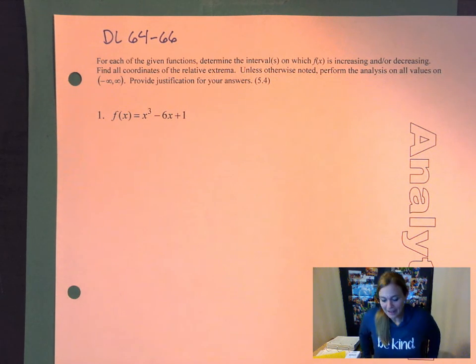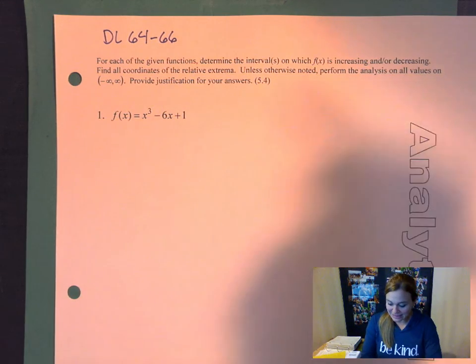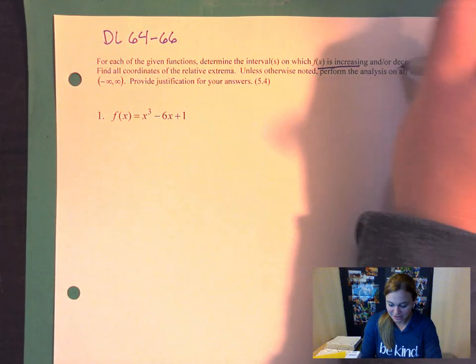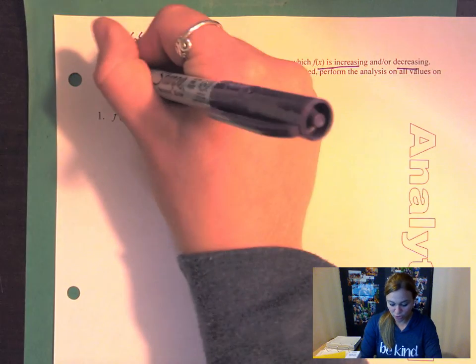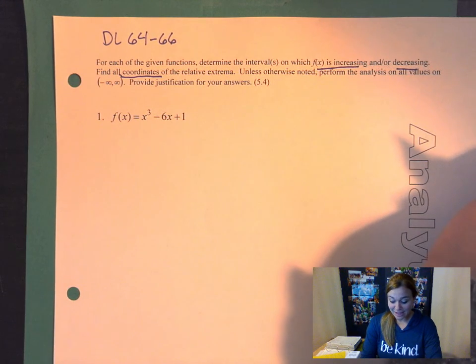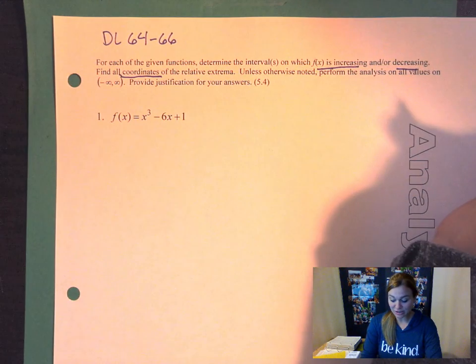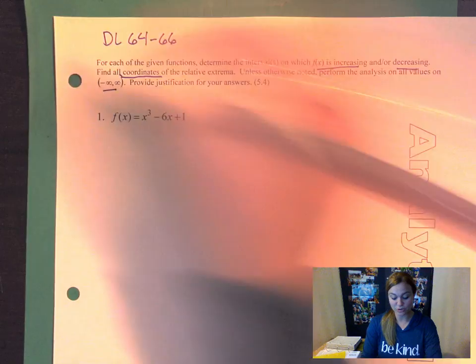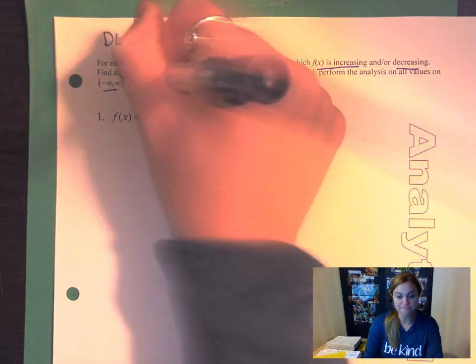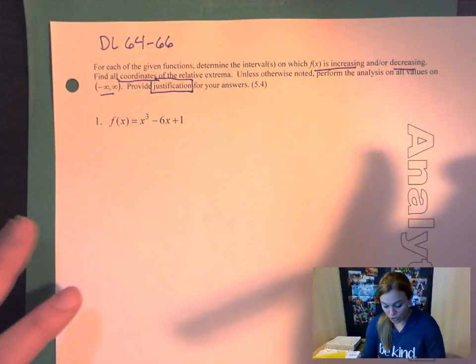I know. Okay, so in this one, we've got: determine the intervals for which f of x is increasing, decreasing, and find all coordinates, meaning an x and a y value, of relative extrema, and unless otherwise noted, perform the analysis on all values, negative infinity to positive infinity. And this part's really important: provide justification. So we're going to do this.